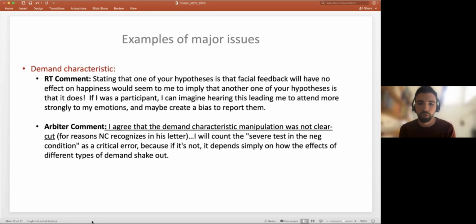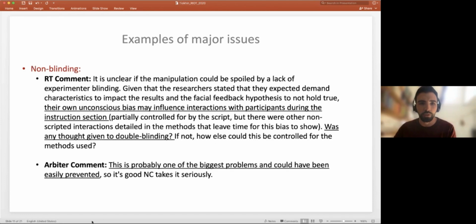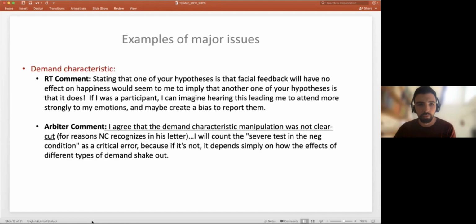There was also an issue with a demand characteristic. So there were some instructions within the paper that one of the reviewers thought would imply something about what the experimenters hoped to find. And they said that if I was a participant, I would imagine hearing this and it leading to potential bias in reporting things. And the arbiter agreed that this was potentially an issue, that it wasn't clear, but it definitely wasn't a non-issue. And so they categorized that as a critical error. And I think this is something, especially as well as the randomization and the non-blinding issue, Nick is addressing in the follow-up.